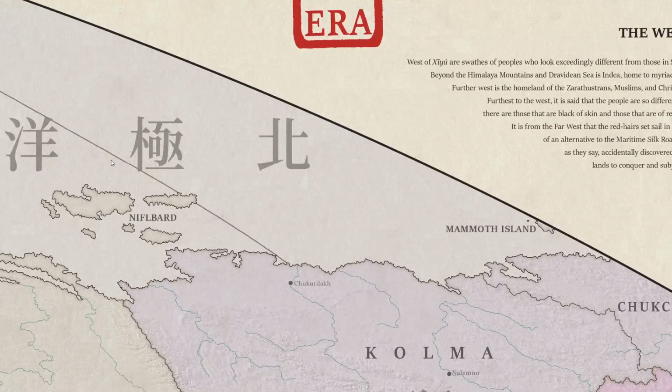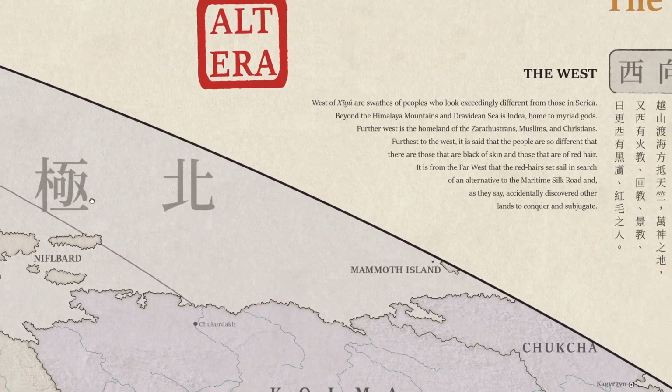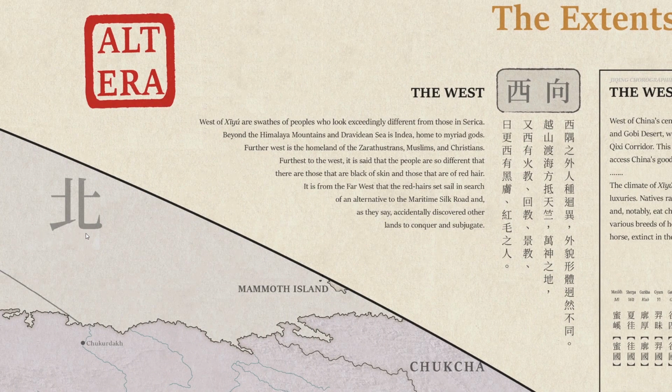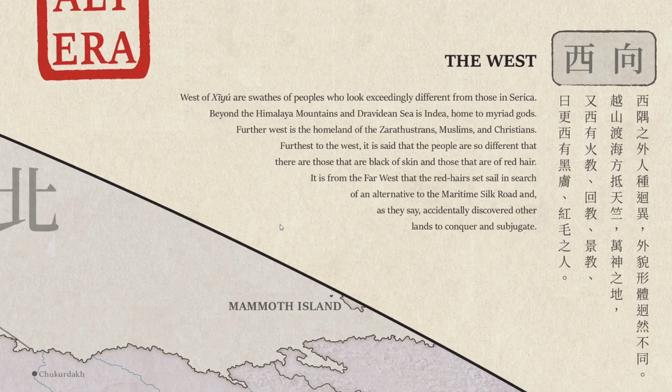That's super cool. Okay, so what about the West? I found this very comical. People in the Far East writing about some kind of people in the Far West, right? And in a very exotic way. Like here, furthest to the west, it is said that the people are so different that there are those that are black of skin and those that are red of hair. Here we're grouping them with that exotic lens. I just thought that was cool.